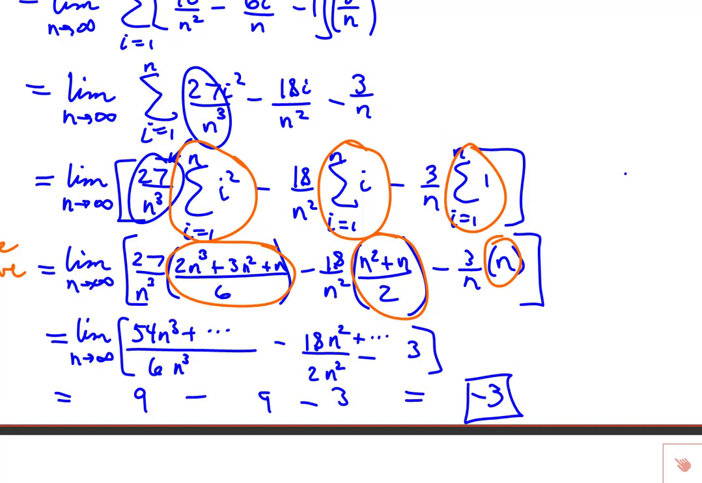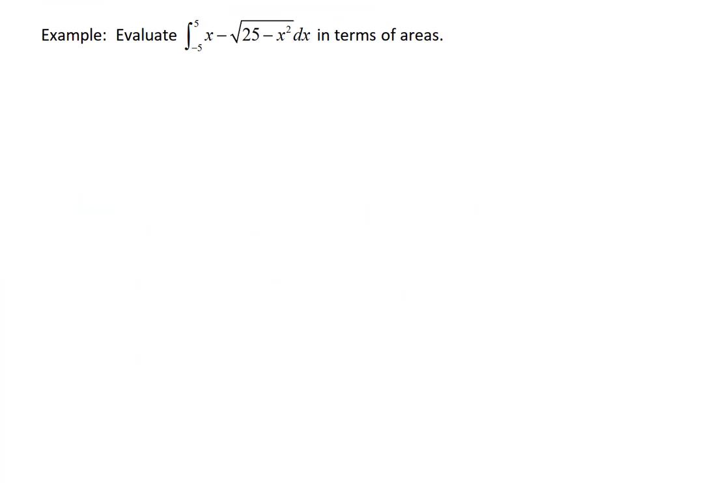And so that is the value of this definite integral according to the limit definition of it, which you've now just exposed in every detail. Let's do another example where this time we want to evaluate the definite integral from -5 to 5 of x minus the square root of 25 minus x squared dx, but we want to do this in terms of areas.